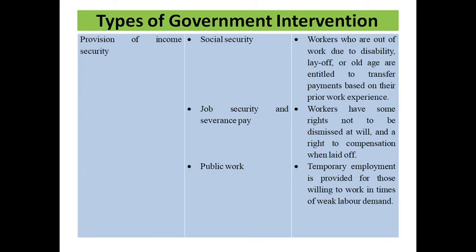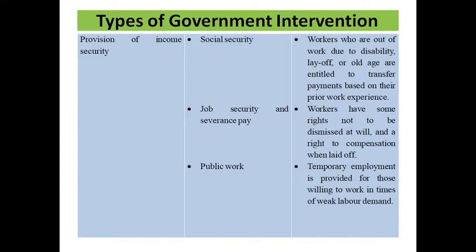Then provision of income security. So this is another matter where government can interfere. The specific guarantees are like social security, then job security and severance pay, public work, etc.